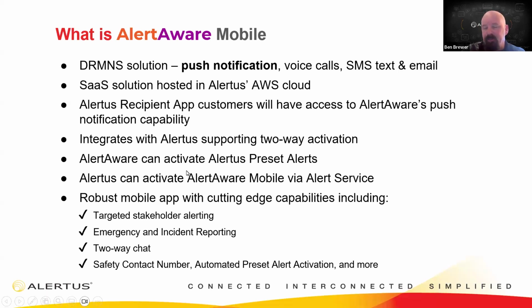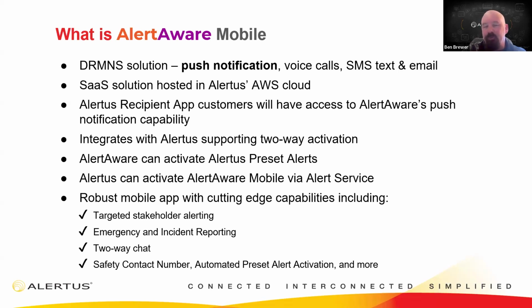Alertus is currently limited to 3 images, whereas in AlertAware we typically recommend no more than 10. But you also have the ability for polling, which we cannot do in the Recipient app, and you also have the ability to attach response information.